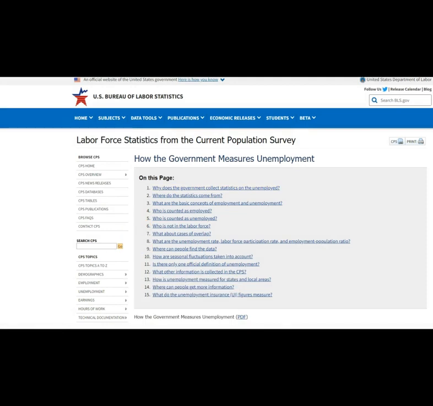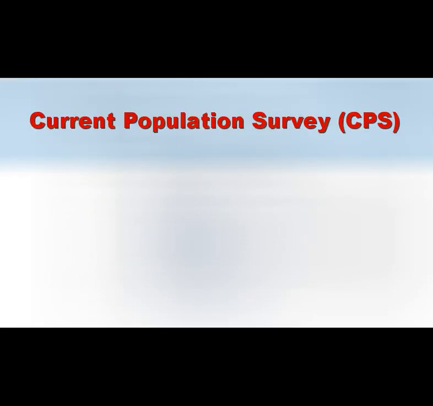This page is a fairly lengthy explanation of how the government measures unemployment, so if you wish you can go ahead and read through this on your own, but I'll save you some time and energy and cover the main points. All of the government unemployment numbers come from what's called the Current Population Survey, or CPS. Sometimes people think that the unemployment rate is based on some sort of comprehensive look at the entire economy or the entire country, but this actually isn't the case.